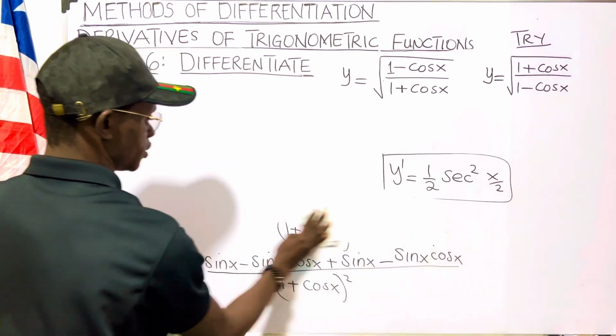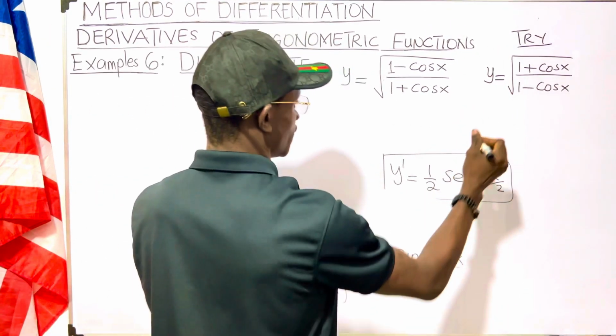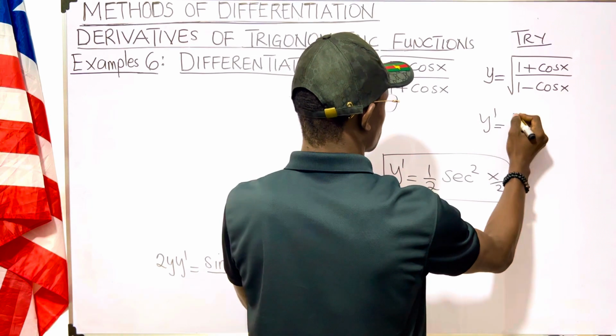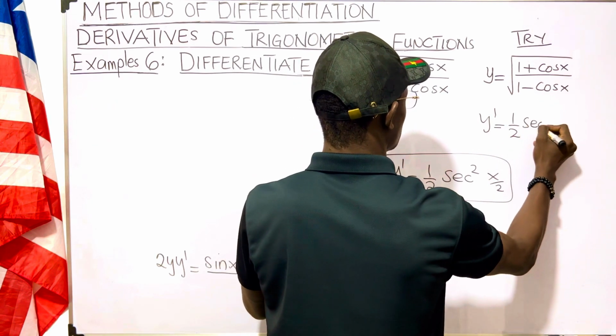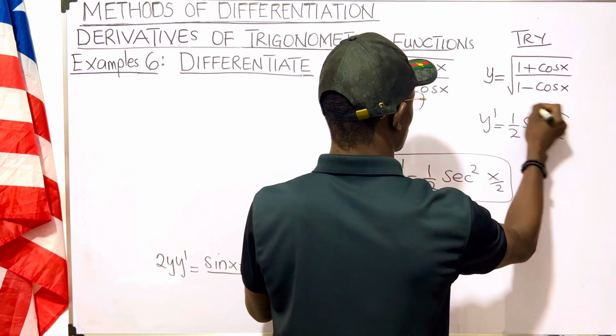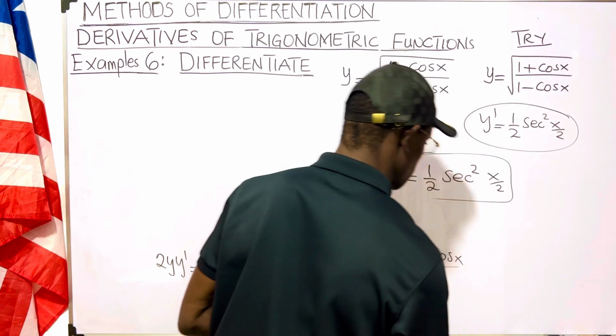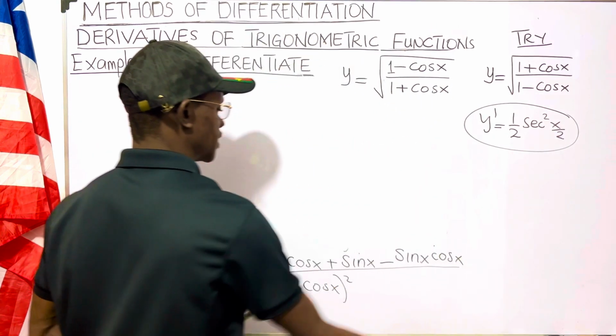So erase this one. Remember, this is our answer. Let's put the answer right here. y prime equals 1 over 2 secant square x over 2. So this is our answer in the first method we did.